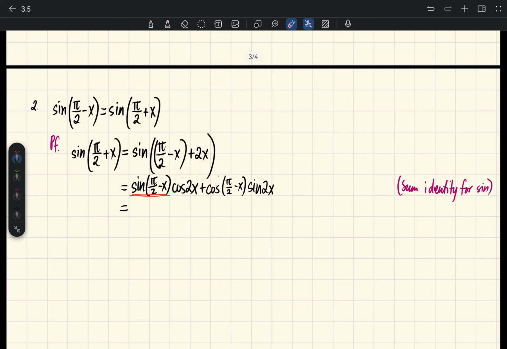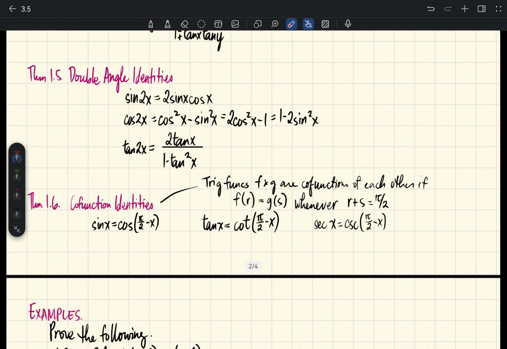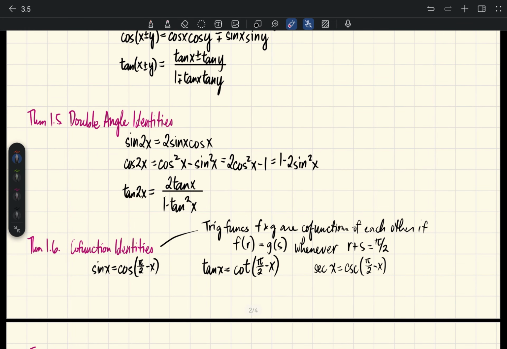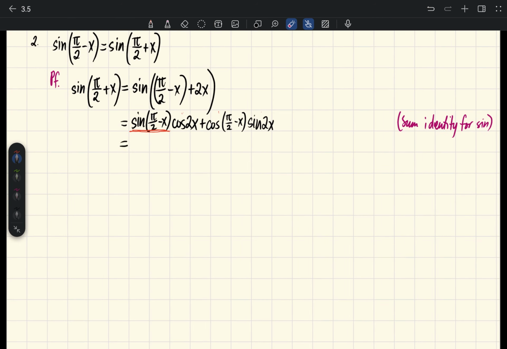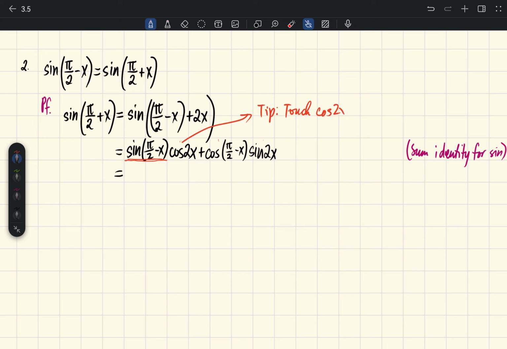For cosine of 2x, it's a little bit difficult since you have three forms: cosine squared x minus sine squared x, this one, and this one. So, as a tip, touch cosine 2x at the last part of your computation.